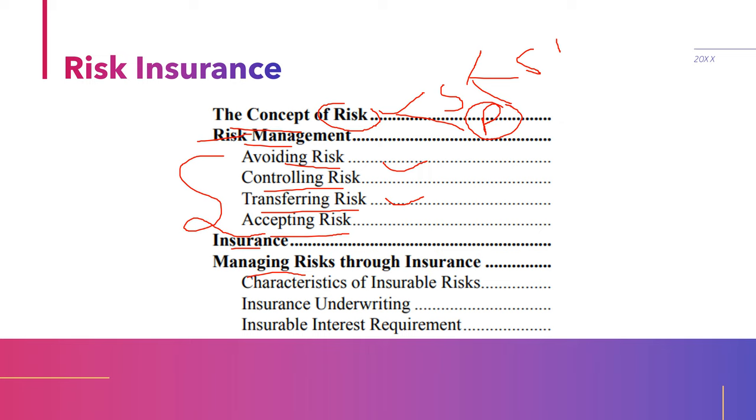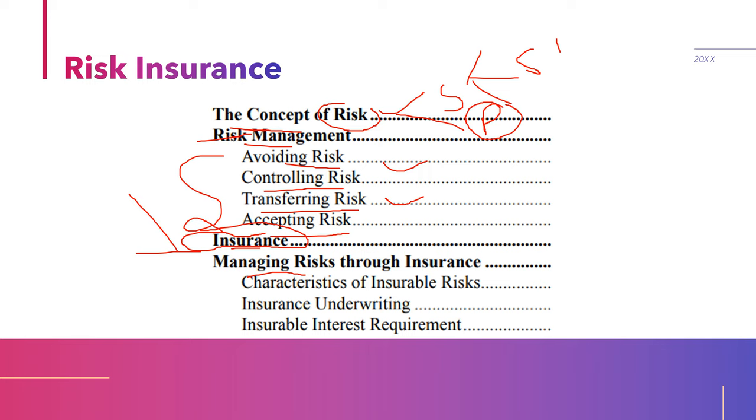Now we'll come to insurance. Everyone knows about insurance. It is basically a method in which an individual or entity transfers to another party the risk of financial loss from events such as accident, illness, death, or property damage. And if we divide insurance, we can divide it into 2 parts. One is life insurance and the other one is non-life or general insurance.